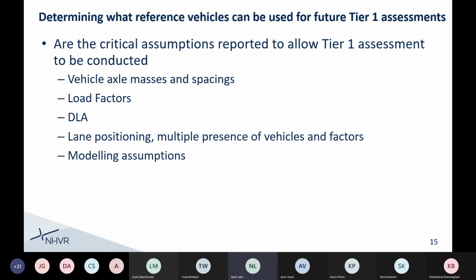We need to know what load factors were used. We need to know what DLA, dynamic load allowance, was used. We need to know the lane positioning and multiple presence of vehicles and the factors used for those additional vehicles, and ideally some of the modelling assumptions that we use. So these are all really important points that we need to be thinking about.